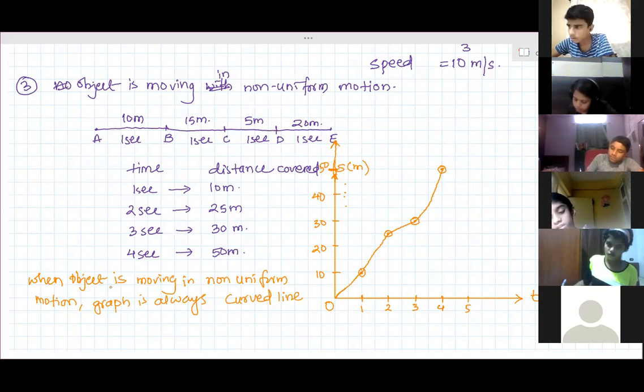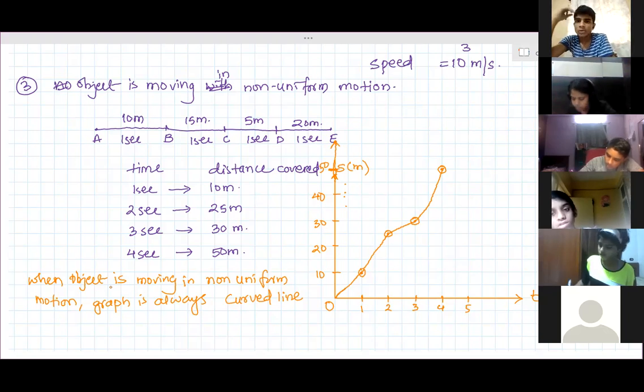Distance covered is always increasing, but the displacement can be decreasing. Displacement is possible because displacement is sometimes positive, sometimes negative. So when it is negative, you are coming backwards.